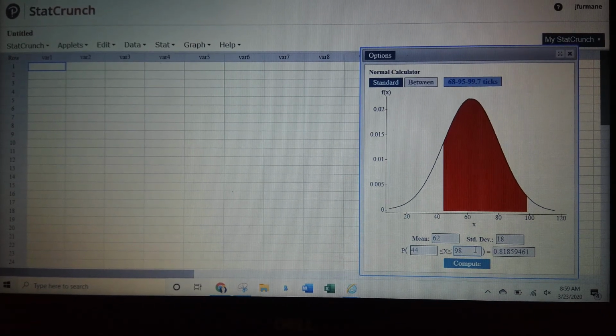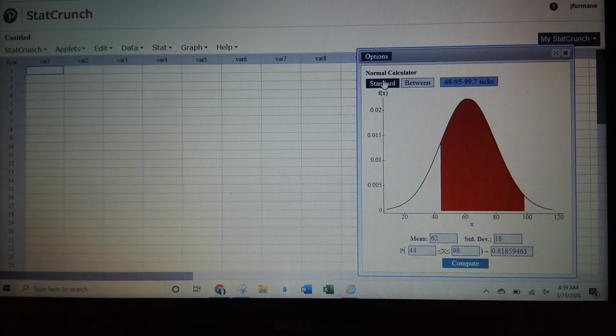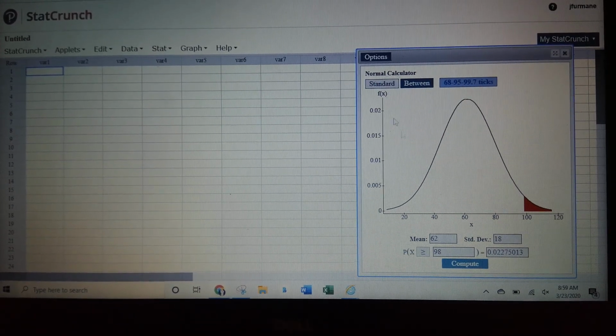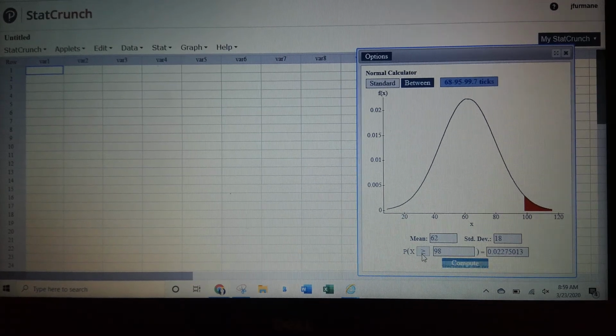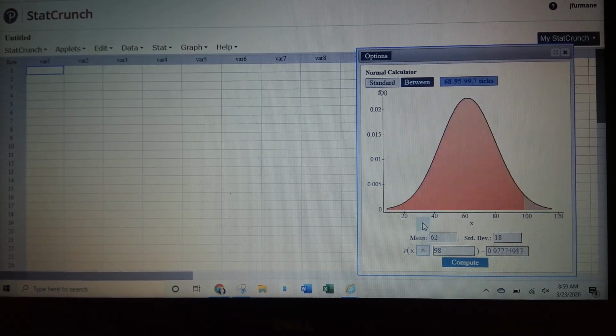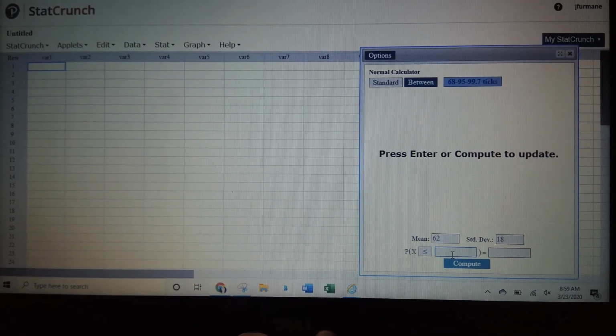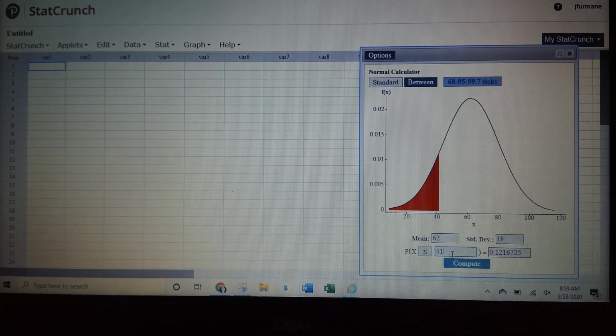And for the last one, we want to find the probability x is less than $41. So let me go back to the standard calculator here. I want the probability that x is less than $41. And there you go, 0.1217. A little bit different than our table, but still pretty accurate.